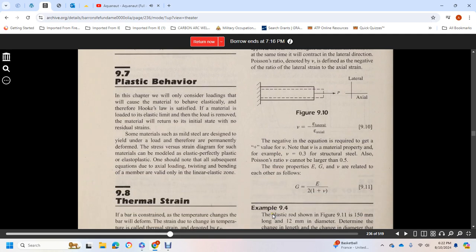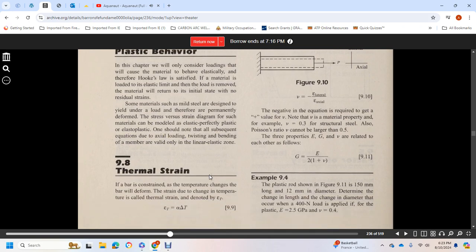9.7 Plastic behavior. In this chapter, we only consider loadings that cause the material to remain elastic. Hooke's law is satisfied when the material is loaded within the elastic limit. When the load is removed, the material will return to its initial state with no residual strains. Some materials, such as mild steel, when loaded beyond the yield point, deform permanently. The stress versus strain diagram for such a material can be modeled as elastic and perfectly plastic. One should note that all subsequent equations for axial loading, twisting, and bending of a member are valid only within the linear elastic zone.